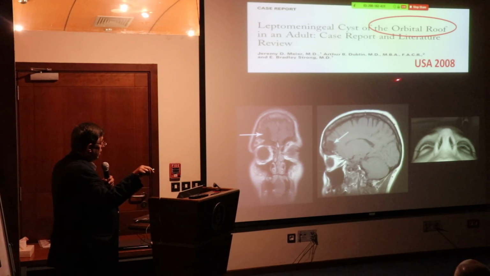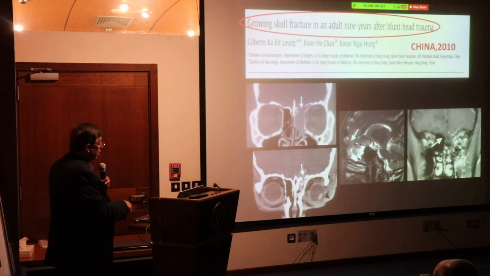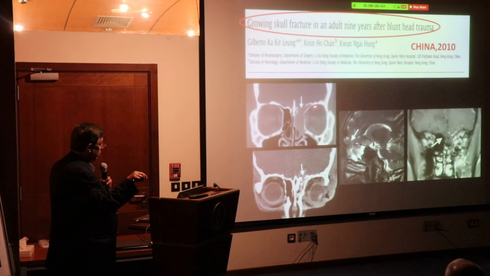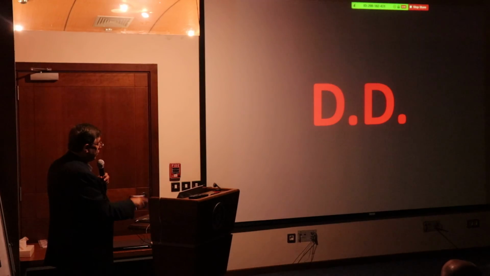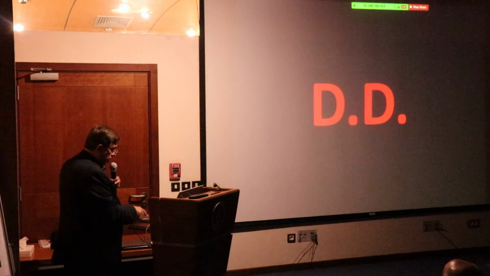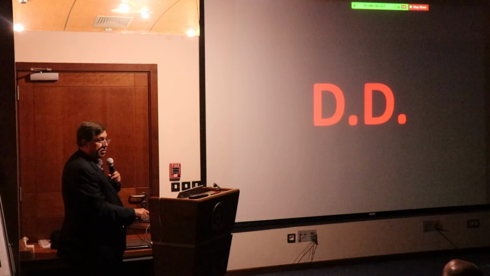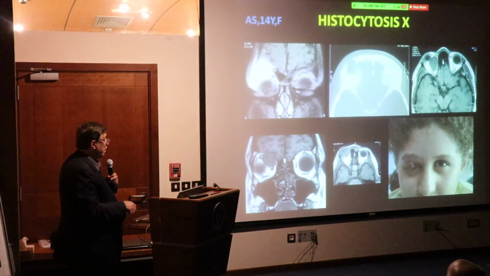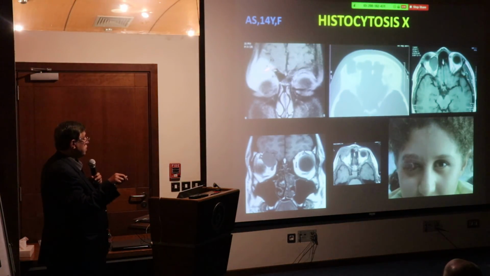Another paper from USA, I think from Sacramento, the cyst there. From China, this paper with the fracture here in the roof of the orbit. So we have to be aware of this. And when you find a case like this, again, what is the differential diagnosis? Histiocytosis of the roof of the orbit.